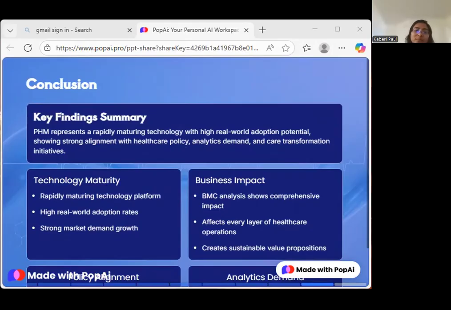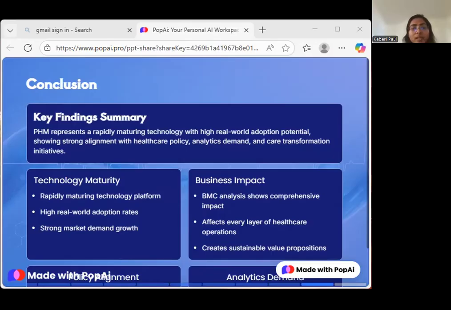When mapped to the business model canvas, it becomes clear that population health management does not change clinical workflows, it changes who pays, how value is defined, and how decisions are made. It supports the long-term shift toward value-based care, where success is measured by outcomes and prevention rather than volume.